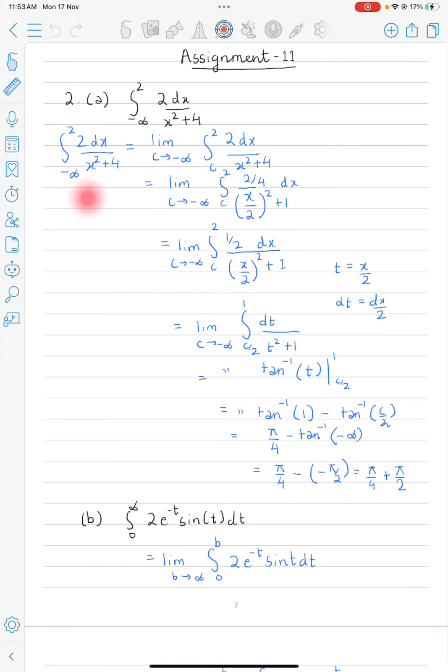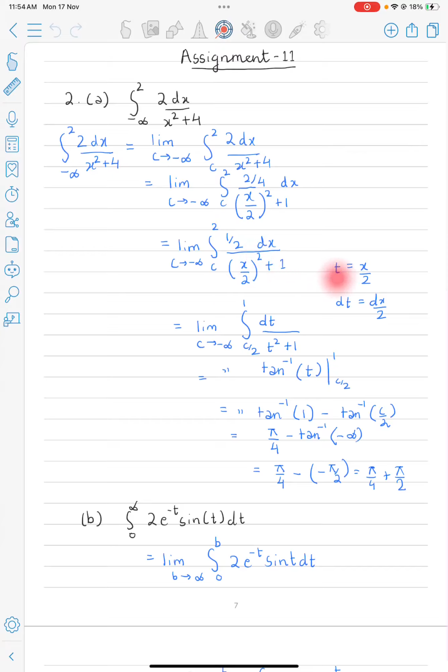Okay. So how do we handle this kind of thing? We will first see if we can integrate this from 2 to c, and then the next step will be to take c to minus infinity. Let's divide by 4 first. If I divide by 4, then this will be 2 by 4, and this will be (x by 2) square plus 1. This is a half, and this is going to be (x by 2) square plus 1.